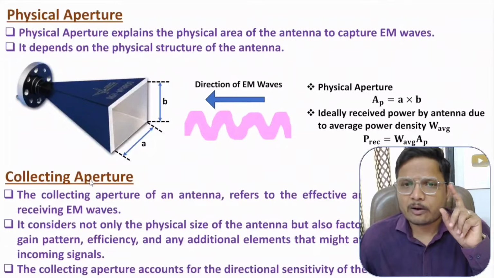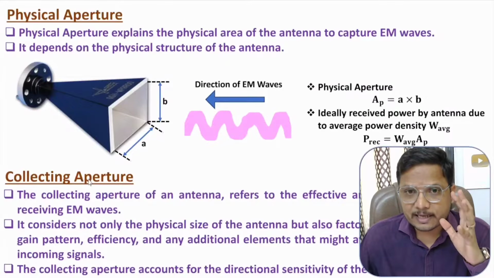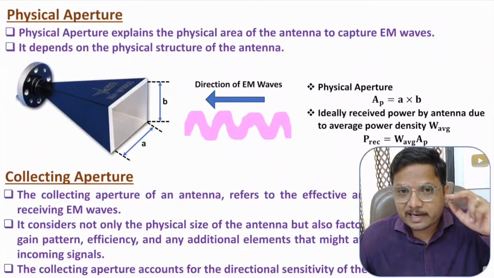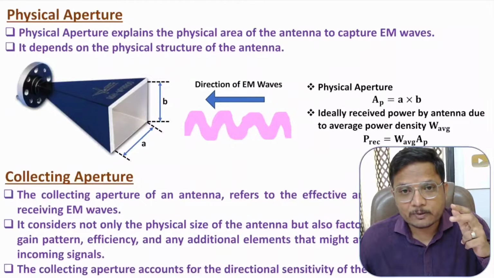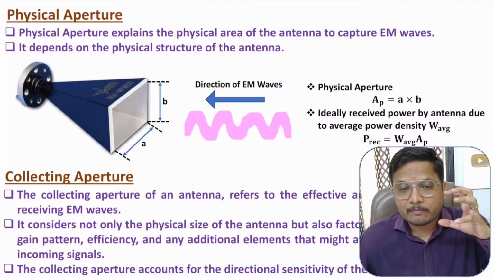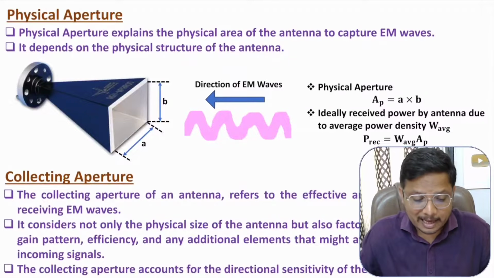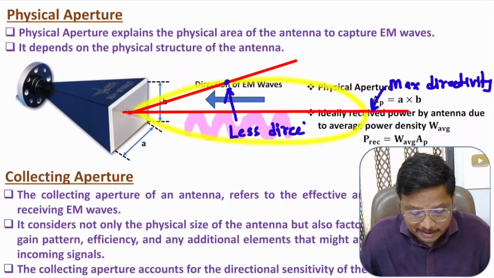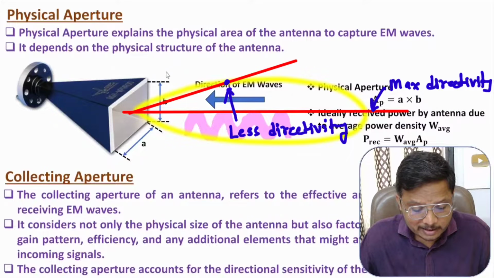So there is only one difference between physical aperture and collecting aperture. Physical aperture explains the physical dimension where we receive EM waves, while collecting aperture explains how much sensitivity there is with this physical dimension with respect to different directions. Like if I say maximum directivity is in this direction, then maximum EM waves will be received from this direction. But if I say in this direction directivity is less, then less EM waves will be received from this direction, right?